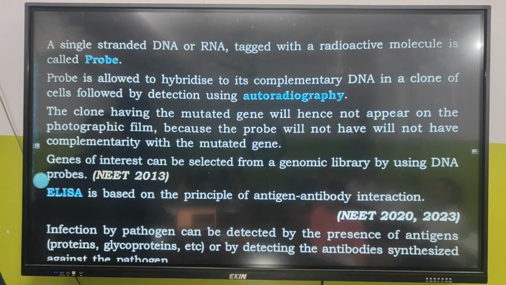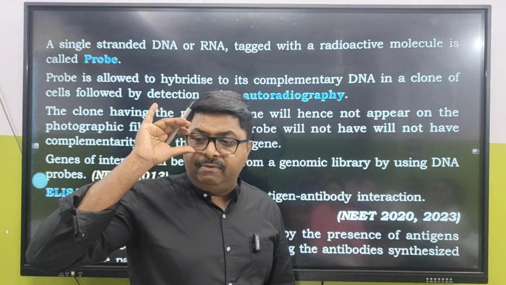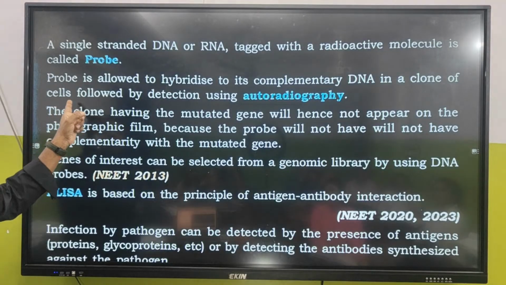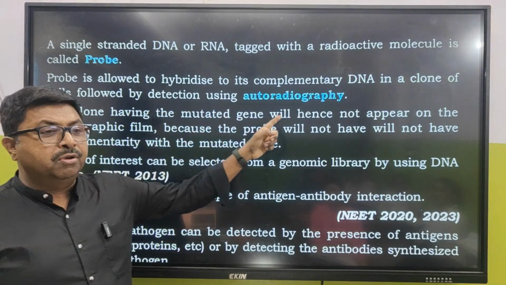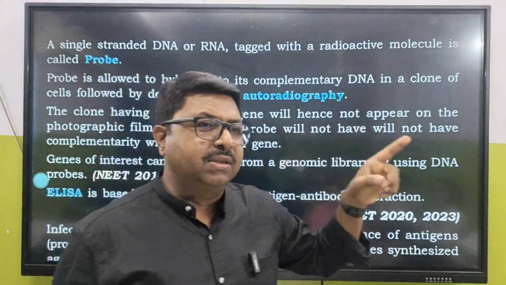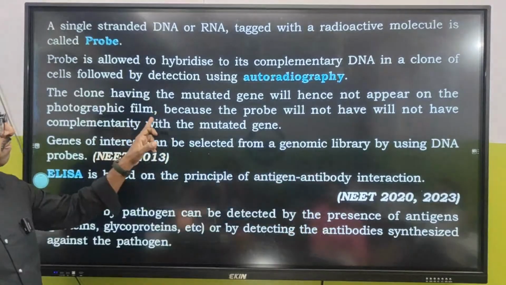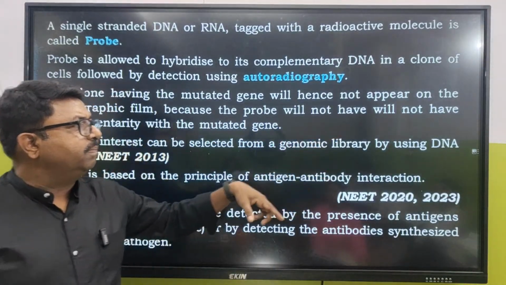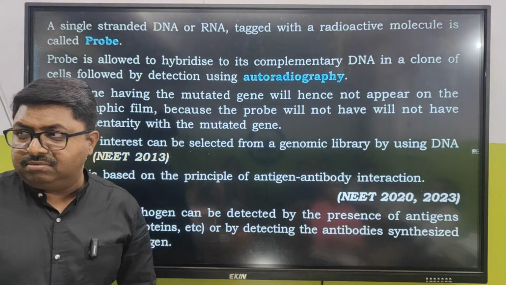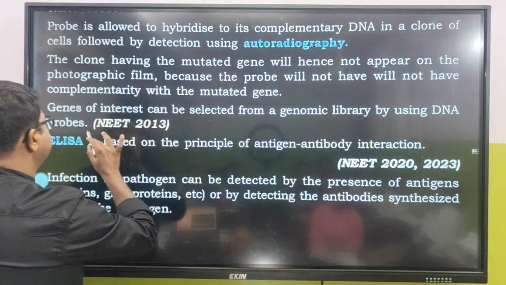A single stranded DNA or RNA tagged with a radioactive molecule is called a probe. We have already done the radioactive probe in DNA fingerprinting. The probe is allowed to hybridize to its complementary DNA in a clone of cells, followed by detection using autoradiography. We have done this in DNA fingerprinting. If you have not watched the live video of DNA fingerprinting, you will get all the information there. The clone having the mutated gene will not appear on the photographic film because the probe will not have complementarity with the mutated gene. Genes of interest can be selected from a genomic library by using DNA probes.